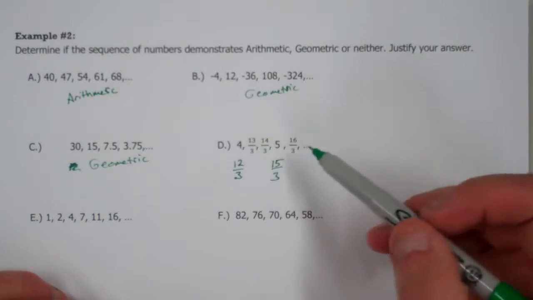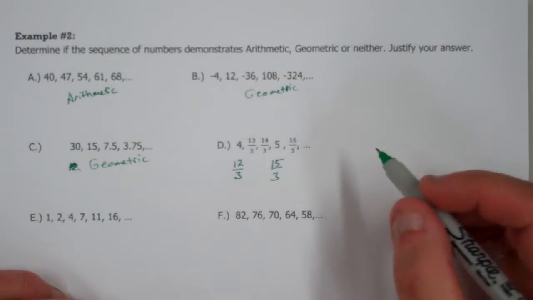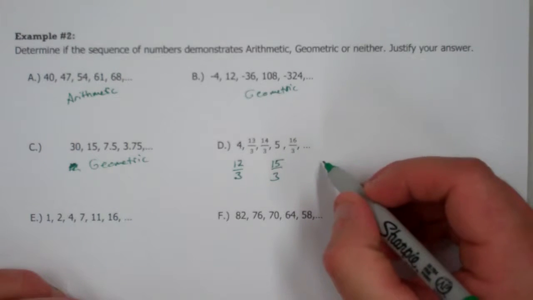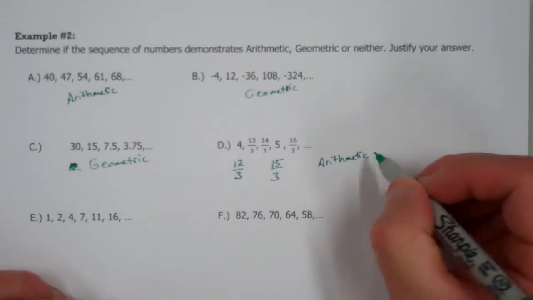It's not the only way to do this one. You could change 13 over 3 to a mixed number, 14 over 3 to a mixed number, and so on. And you're going to find that you're going to be adding 1/3 each time. So because we're adding the same thing each time, this one's arithmetic.